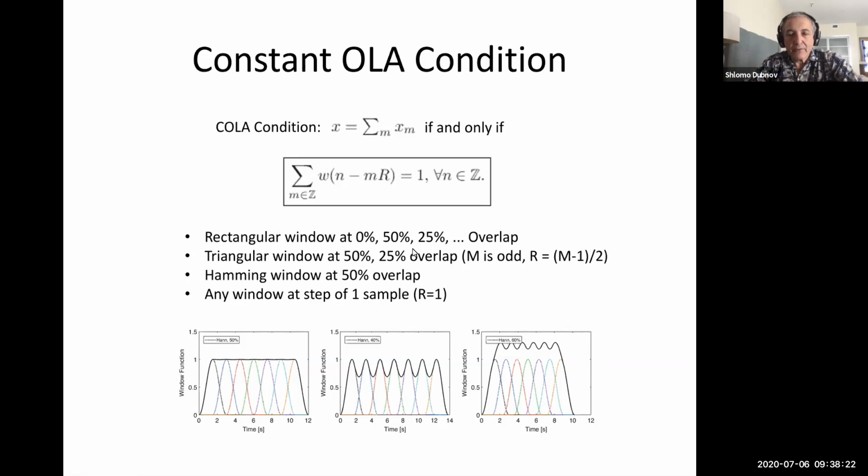And we can, of course, overlap this more, and we'll still be okay, just that the sum might be 2 or 3, or 4, so we need to normalize the value. If we take triangular windows, we do need at least 50% overlap.